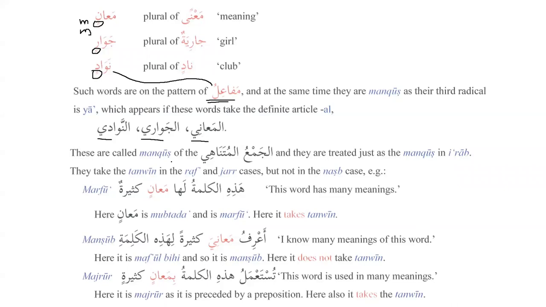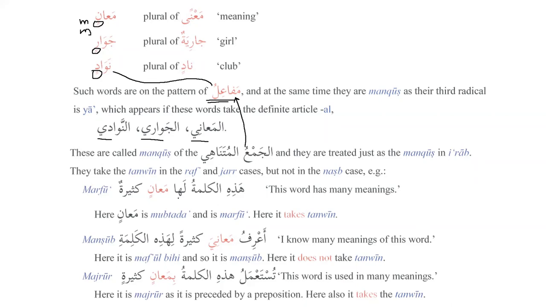And these are called al-jam' al-mutanahi, as we have seen that the nouns that come on the pattern of mafa'ilu, there are only two patterns, mafa'ilu, and they are al-jam' al-mutanahi. That means the absolute plural. Now look at the case endings.